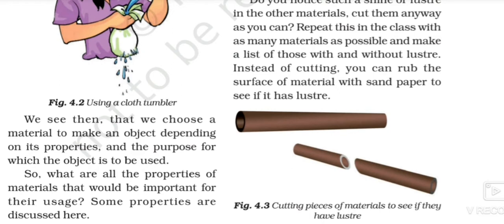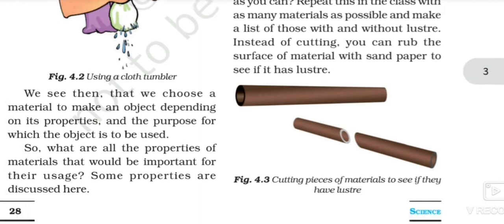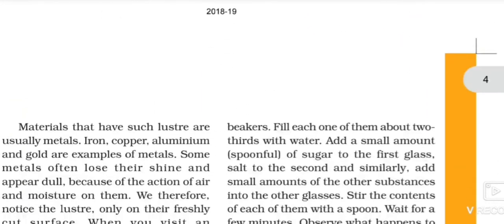Similarly, some of the utensils are not made up of wood or paper because they will catch fire easily when we cook and keep them on a fire or a stove. So wood and paper are not used for making utensils; rather, metals are used for making cooking utensils. Metals melt only at a very high temperature and will not easily catch fire, and so cooking utensils will also not catch fire easily when kept on fire. So what are all the properties of materials that would be important for their usage? Some properties are discussed here.